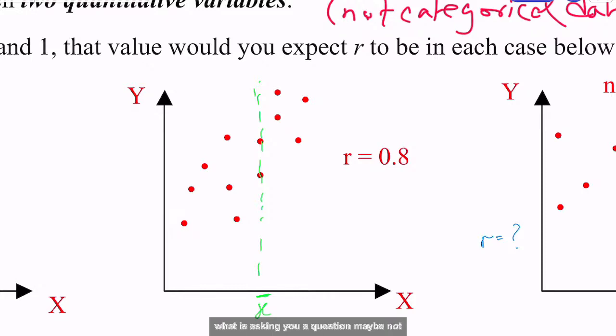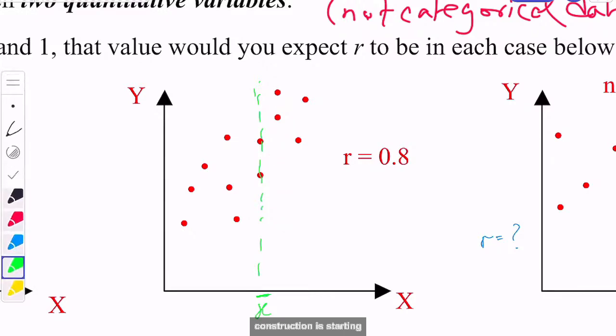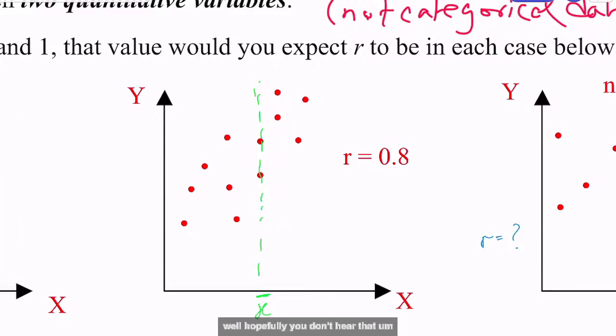Someone is asking me a question, maybe not a prediction, rather an observation. Well, we're predicting. We're predicting from the observations. Okay, so in this direction, the values, oh, construction is starting. Oh, well, hopefully you don't hear that.